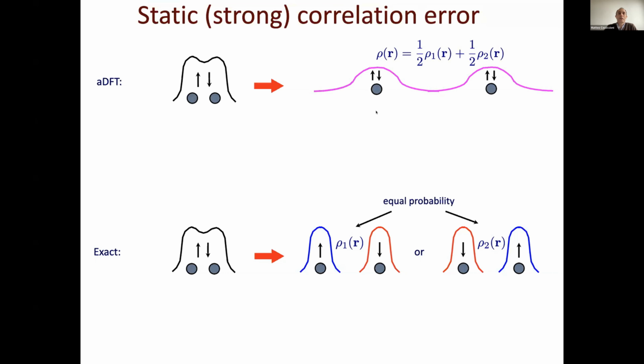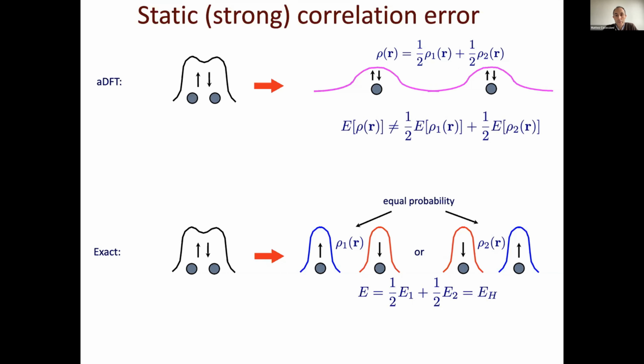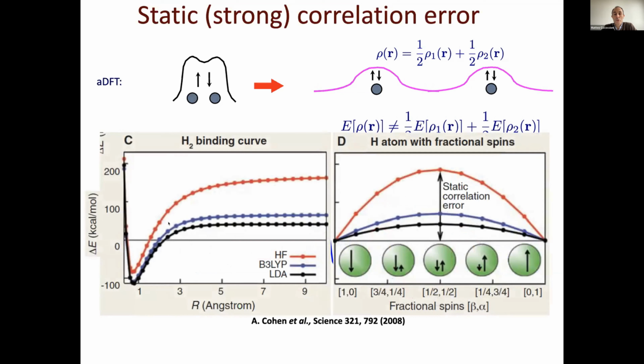And again, the charge density is not bad, in the sense that it conveys the idea that it's a linear combination of these other two with equal probability. But unfortunately, again, the energy is not what you expect it to be, and shows some curvature again that shouldn't be there.